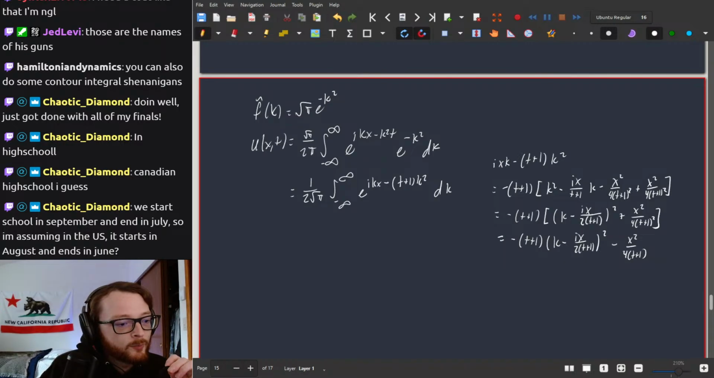We start school in September, end in July. Interesting. Yeah, August to June is the normal schedule here in the US. Man, school ending in July would feel so weird.